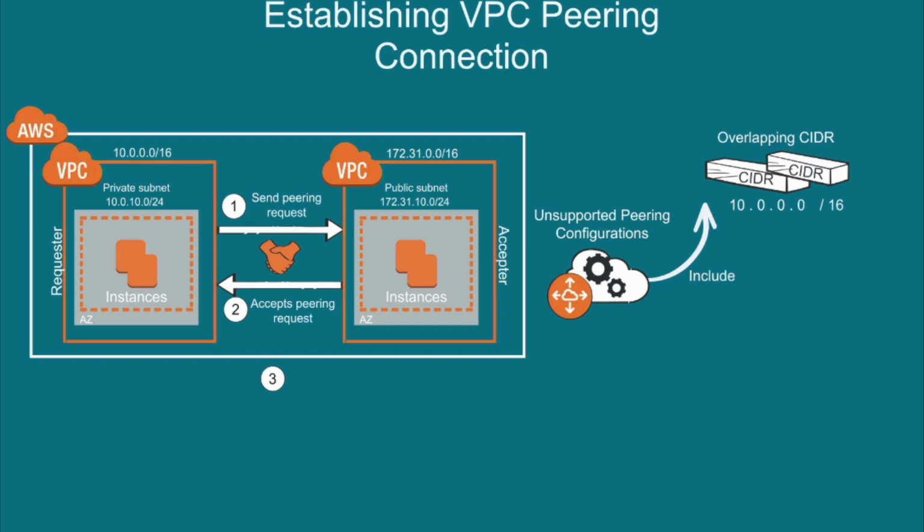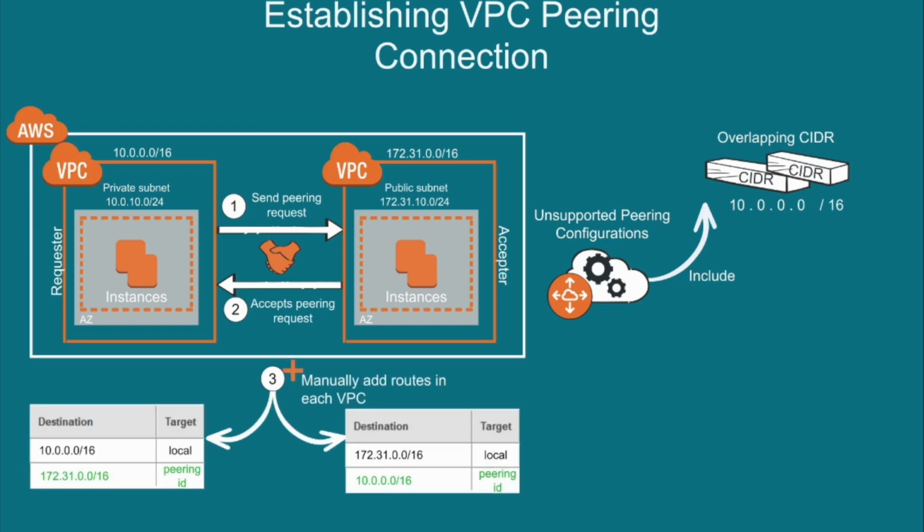Next, to enable the flow of traffic between the VPCs, the owner of each VPC in the peering connection must manually add a route to their desired VPC route tables. That route must point to the IP address range of the other peer VPC. Finally, if required, update the security group rules that are associated with your instance to ensure that traffic to and from the peer VPC is not restricted.